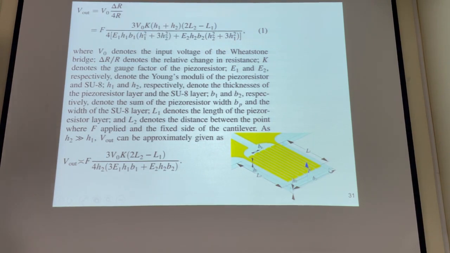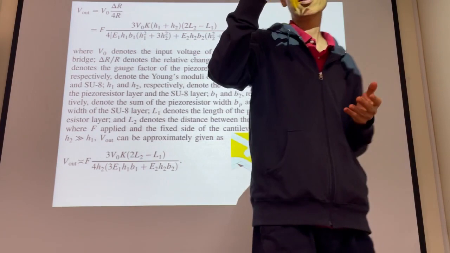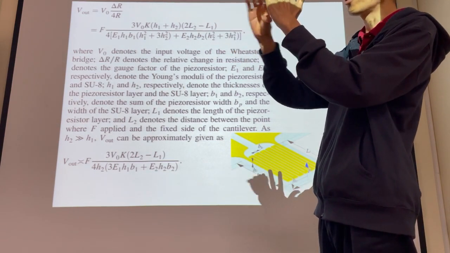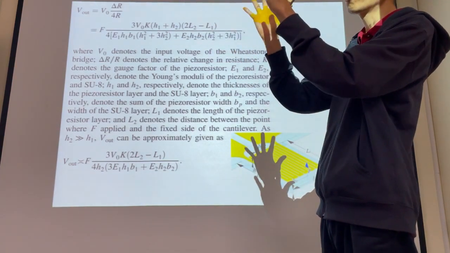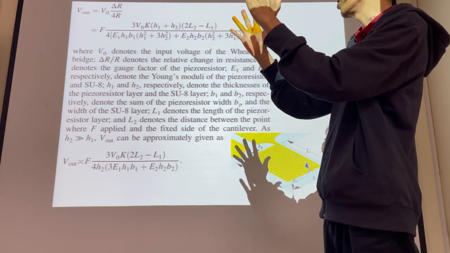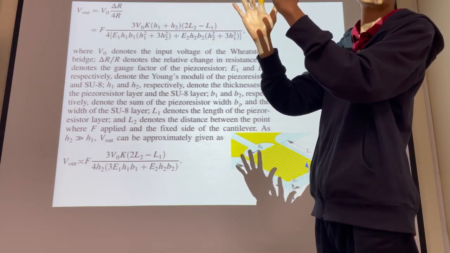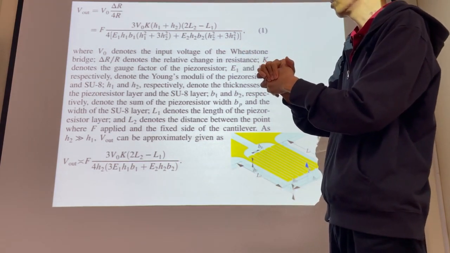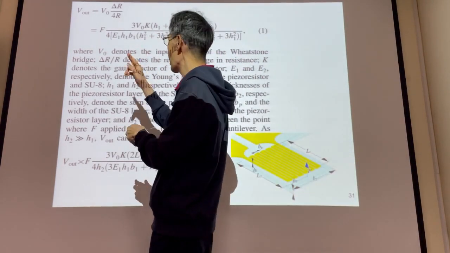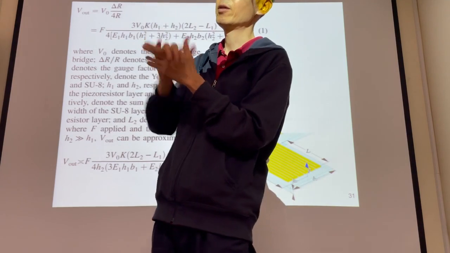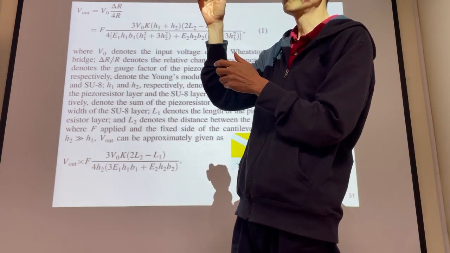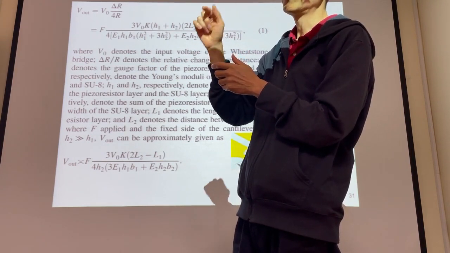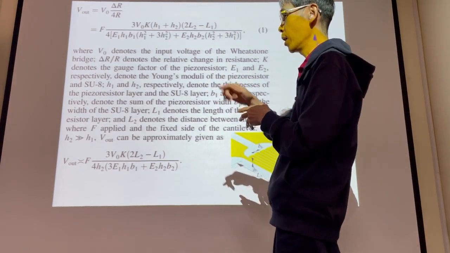Because we have copper on top, and we have SU8 as a structural layer, we have two materials for the beam. E1 and E2 are the Young's modulus of these, one for copper, one for SU8. So see, delta R divided by R equals pi times sigma, and the sigma equals Young's modulus times strain.